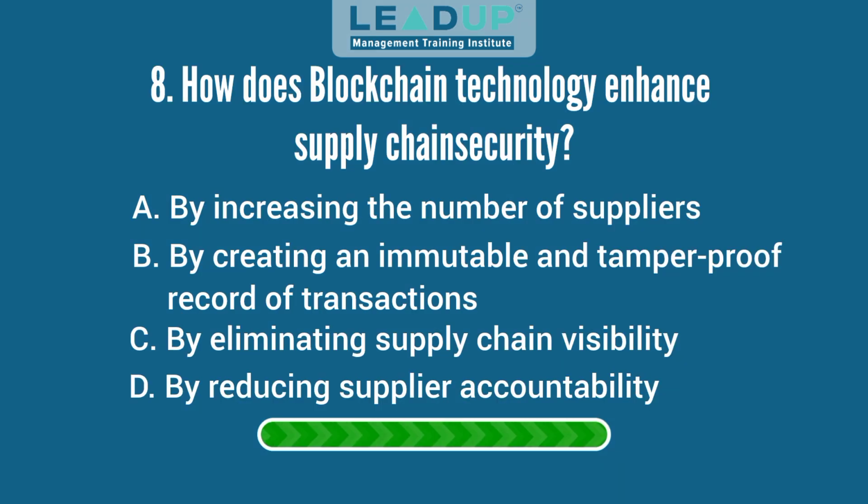8. How does blockchain technology enhance supply chain security? A. By increasing the number of suppliers. B. By creating an immutable and tamper-proof record of transactions. C. By eliminating supply chain visibility. And D. By reducing supplier accountability. Answer: by creating an immutable and tamper-proof record of transactions.